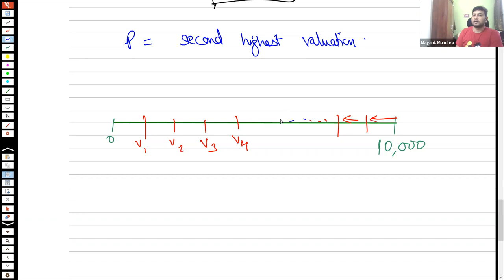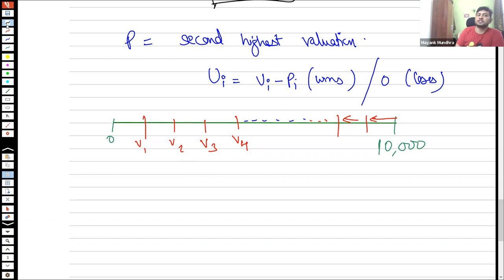So again, you have utility of agent i equals valuation minus price if he wins, and zero if he loses. So in this case, we say that the final bid is going to be the highest bid. We say that this is going to be the case. But in reality, that's not true.